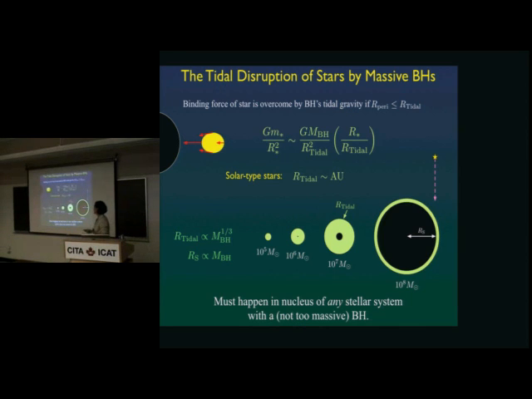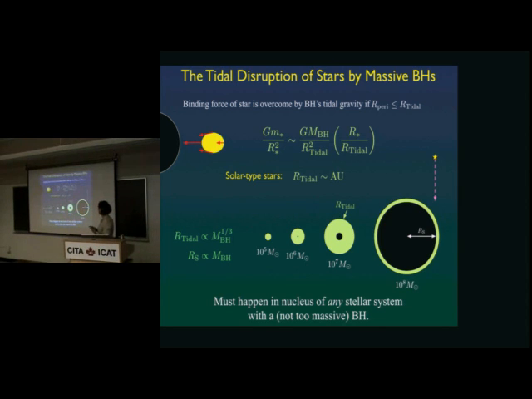So close, in fact, that the difference in the black hole's gravity between the near side of the star and the far side of the star exceeds the binding gravity holding the star together. And so the star disrupts, and a fraction of stellar gas spirals down into the black hole, releasing a flare of electromagnetic energy, as we can in principle observe.